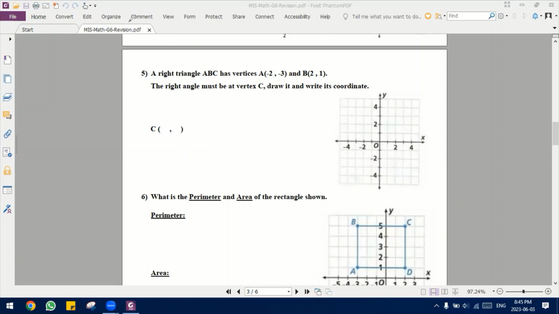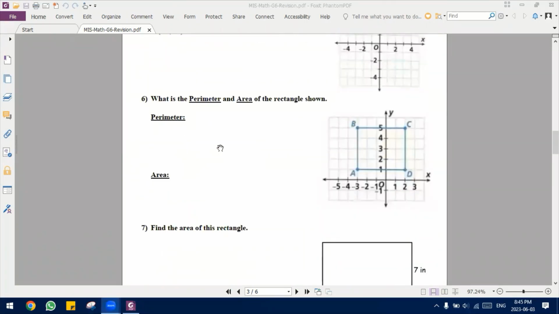Now, question 5. It says, what's the perimeter and area of the rectangle shown? We have it in the coordinate plane. For the perimeter, we know that it's the sum of all the sides. I need to add all the sides. You can either find the distance using the formula that we used before, the absolute value, or you can count it from the graph.